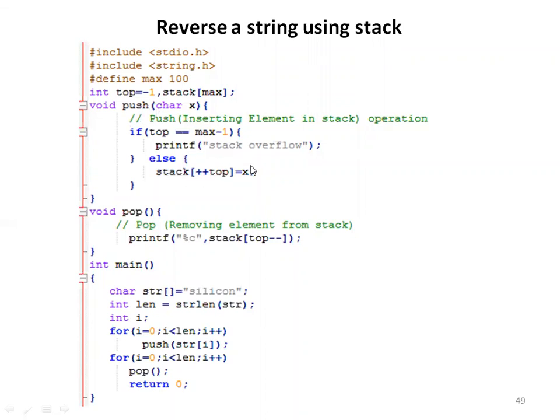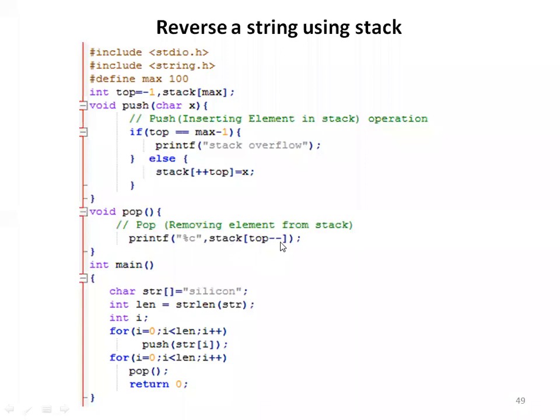So whenever we want to push some element to this stack, you call this function push and pass the element to this function. Okay, and it will be pushed. Then the pop function, see here. Pop means we will remove the element from the stack and print this element here. You see here printf %c stack top minus minus.